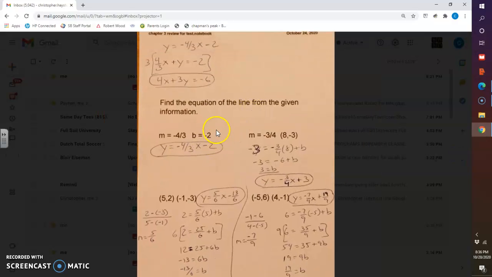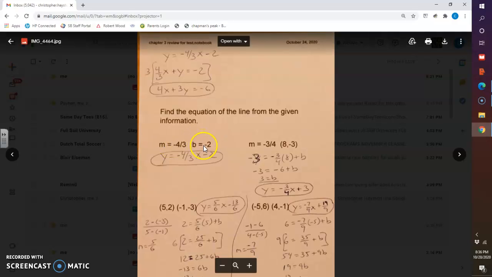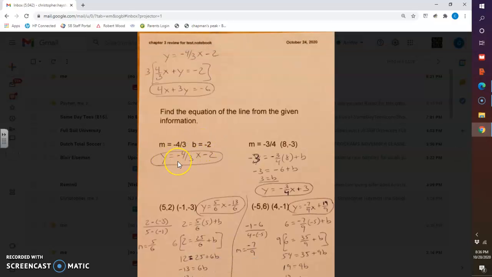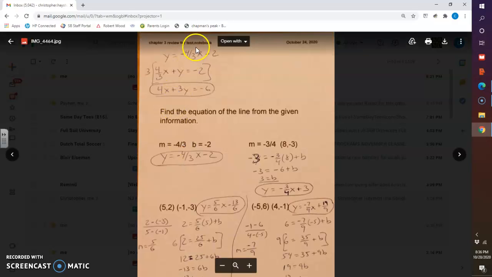Now to find the equations of a line. When you're given a slope and a y-intercept, it's pretty simple. We just plug them in. Y equals negative 4/3 x minus 2. And this is the one I'll ask for standard form on.